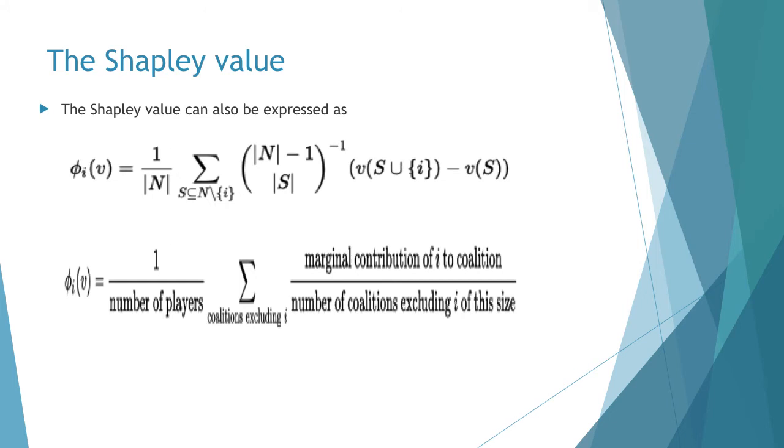The Shapley value can also be expressed as the two following expressions. To conclude, the Shapley value captures the marginal contribution of agent i, averaging over all the different sequences according to which the grand coalition could be built up. Next I will show you an example to help you better understand the Shapley value.